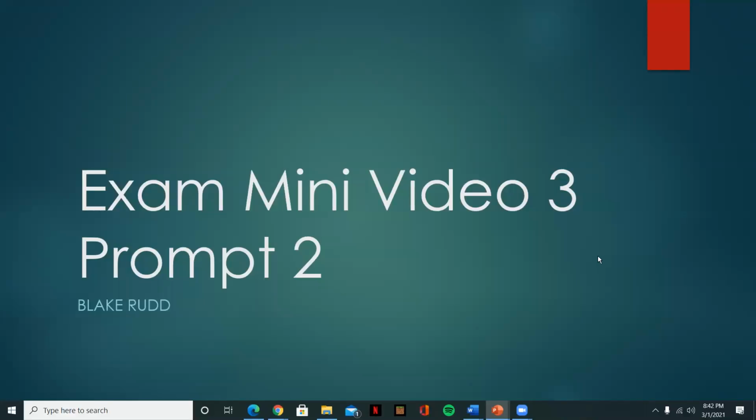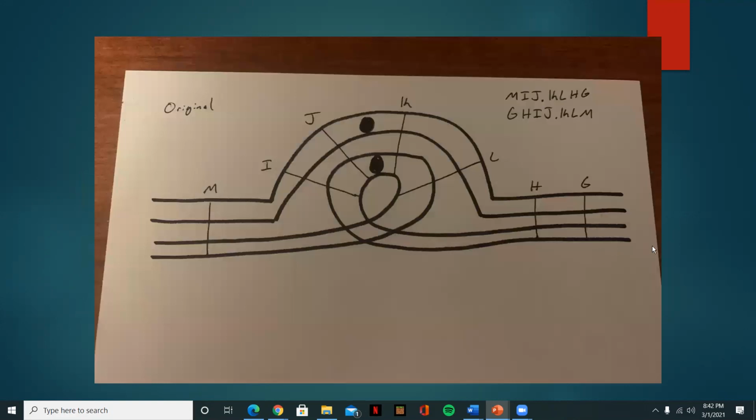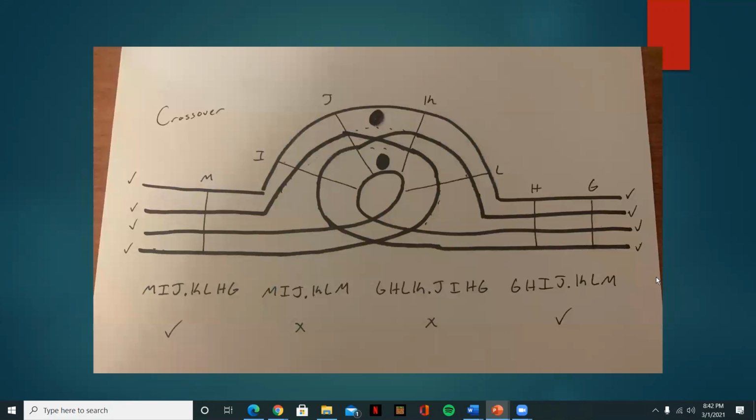So my prompt for exam video 3 was prompt number 2. So here's individual 1's crossover, or this is before the crossover. So the chromosome MIJ centromere KLHG and GHIJ centromere KLM. So this is before the crossover event. This is normal. And this is with the crossover event.